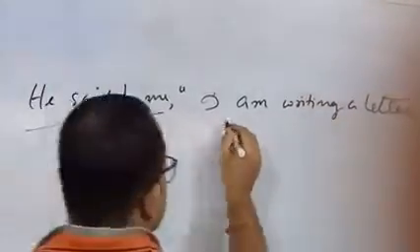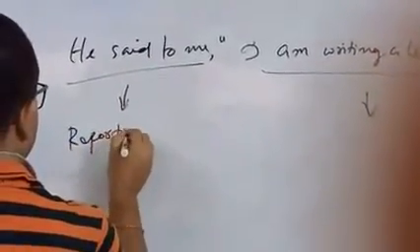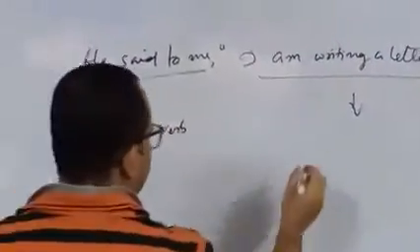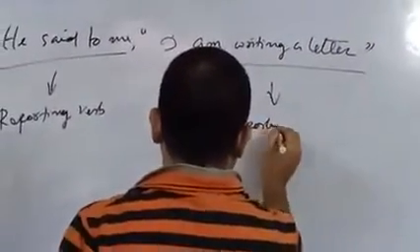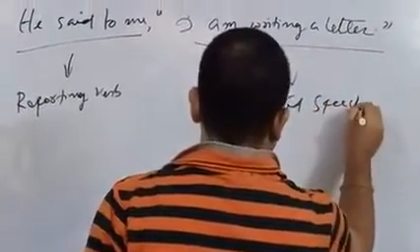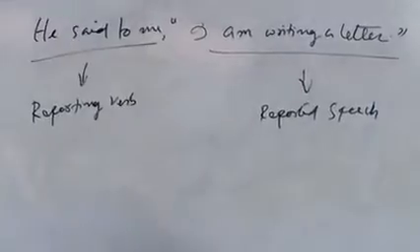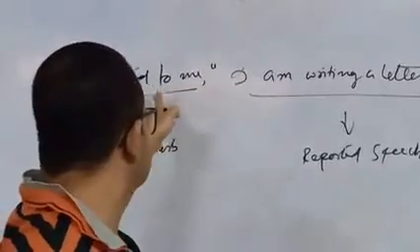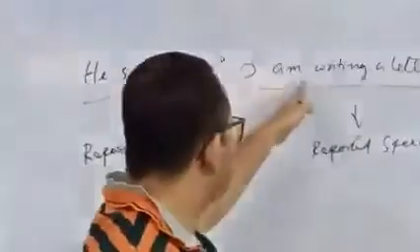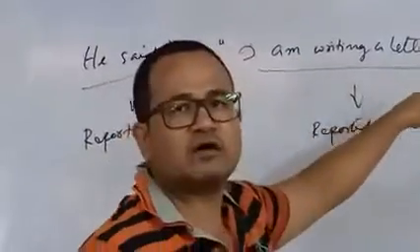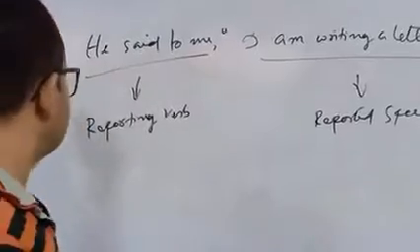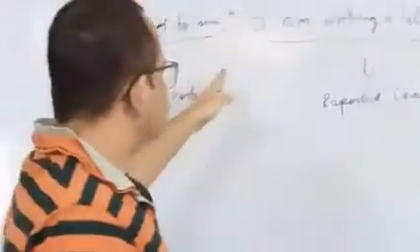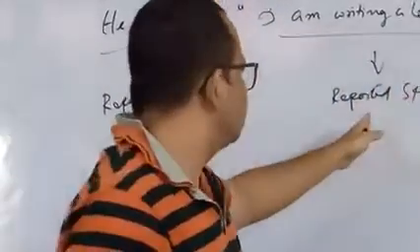Okay. So yes, we can find two things here. This is called the reporting verb, and this is called the reported speech. So narration is in the direct state. We can have two sentences: one is the left portion of the comma and another is the right portion, which is within the inverted commas. The section on the left of the comma is called the reporting verb, and the section within the inverted commas is called the reported speech.